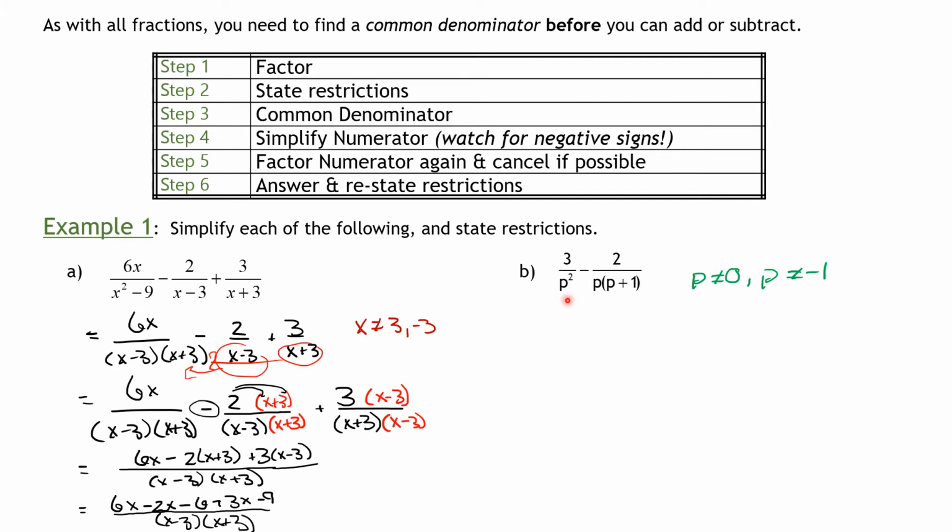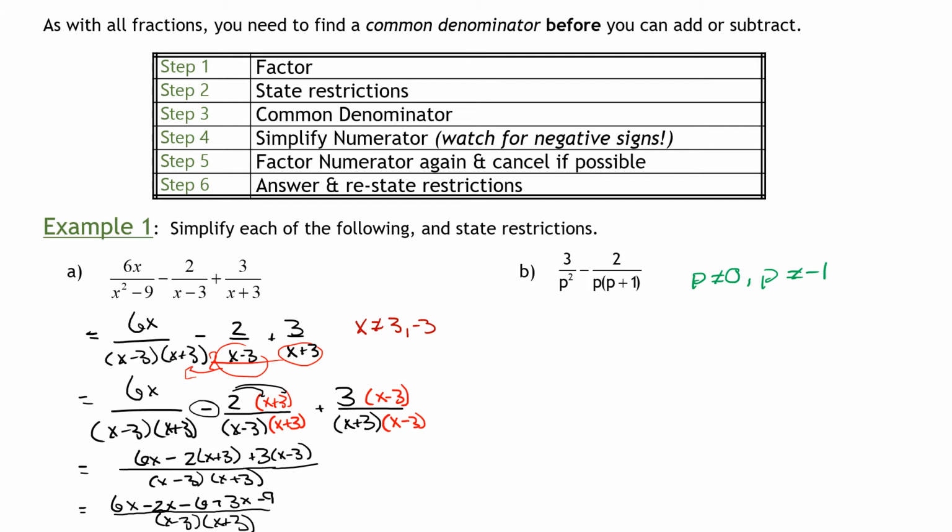Common denominator. So this one's different because we have monomials and binomials. Over here we had all binomials. So first I'm going to do the monomials. I have a p squared and a p. What is just between those two? What is the lowest common denominator? And if you can't make sense of that, always change it to numbers you do understand.